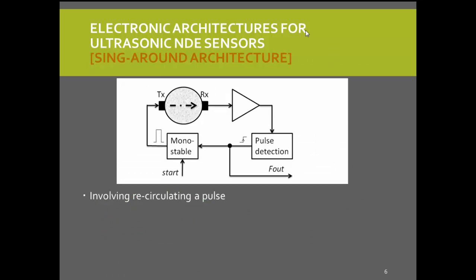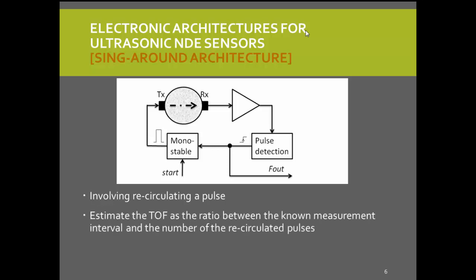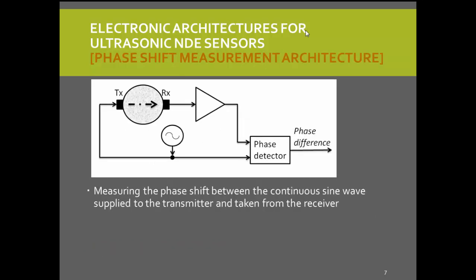The second architecture is called single-round architecture, which involves a recirculating pulse. So in this case, we circulate a pulse for given intervals, and then the time of flight should be the time over the number of intervals. We will face here the same disadvantages, which will result in potential uncertainty due to additive noise.